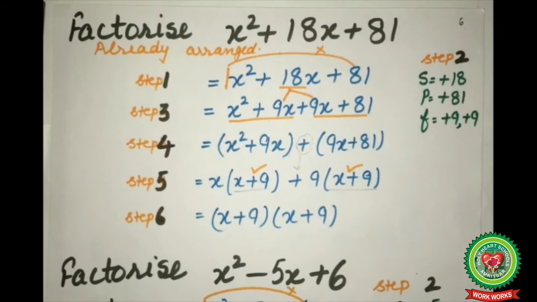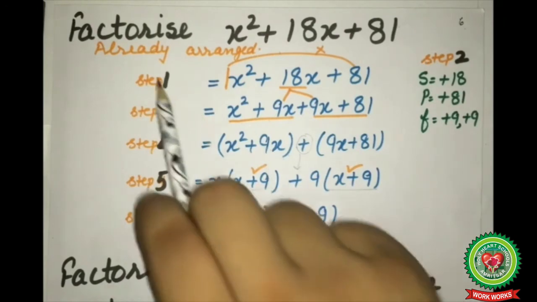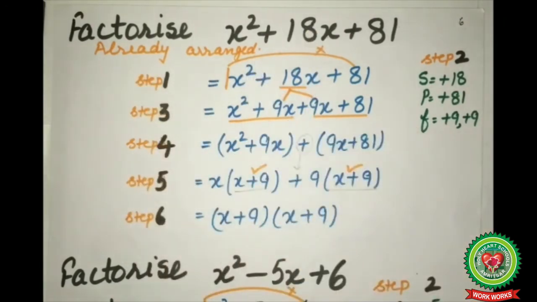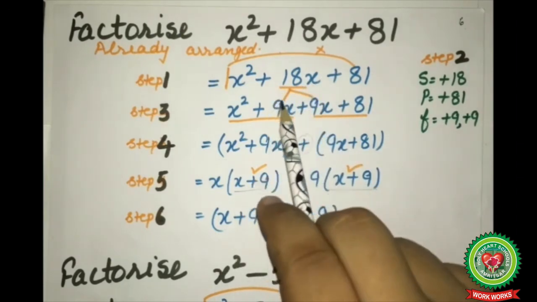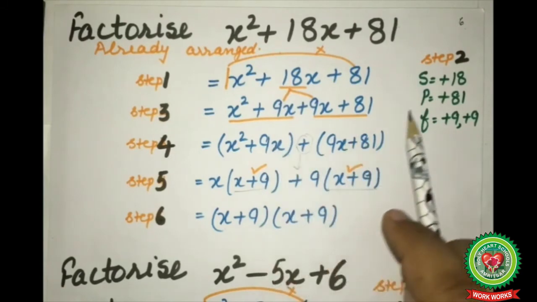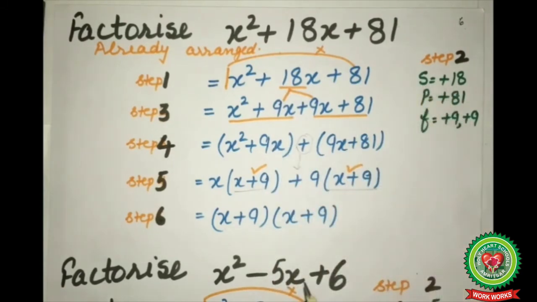Now the first step was that we need to arrange the terms in the descending order of the degrees, and that step is already been done. Now we are going to perform our step number 2, that is we are going to write sum, product and the factors. Now as we have already discussed that the sum will be the coefficient of x, and the coefficient of x in this sum is plus 18. So the sum required is plus 18.